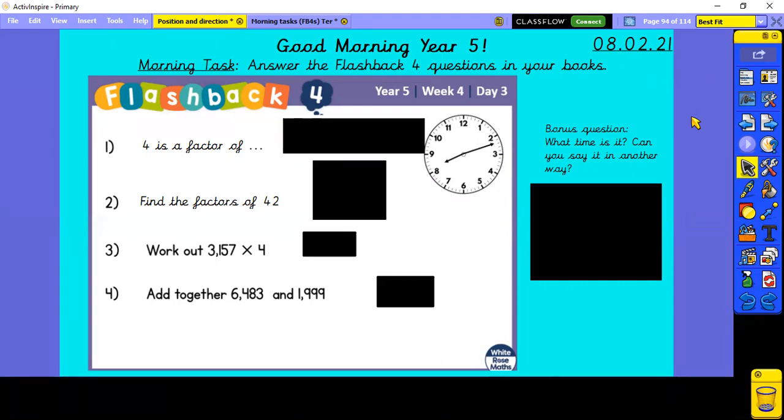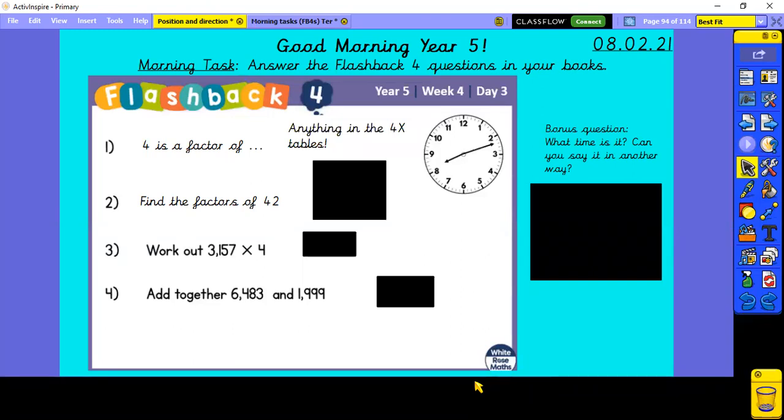Okay, let's have a look at the answers together. Question 1, 4 is a factor of, and the answer could be anything in the 4 times tables. So 4 is a factor of 4 because you multiply 1 and 4. 4 is a factor of 8 because you multiply 2 and 4. 4 is a factor of 12 because you multiply 3 and 4, and so on. So your answer can be anything in the 4 times tables.